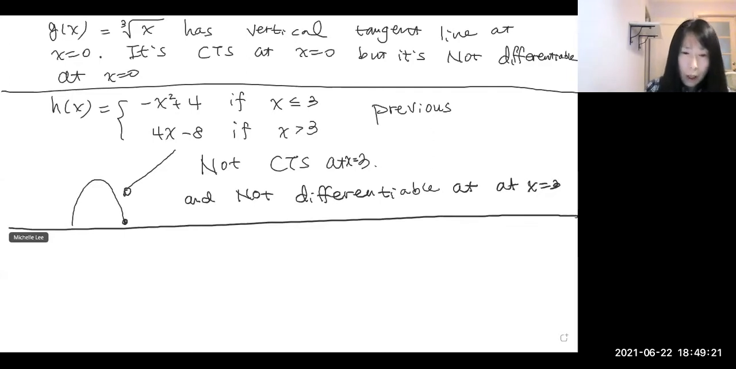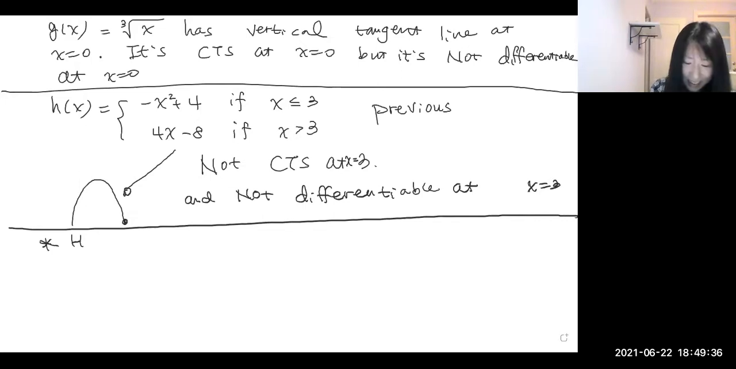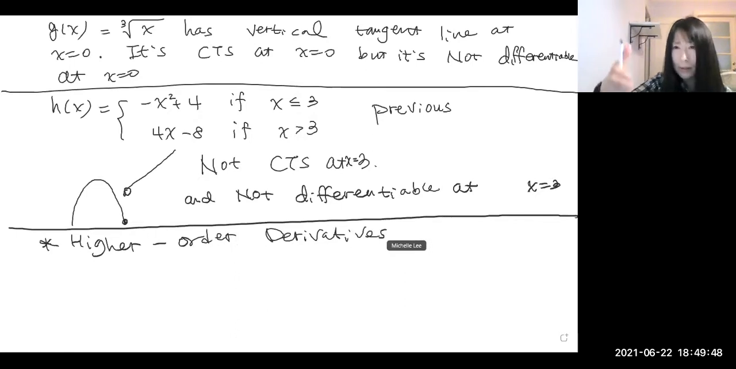All right. So, higher order derivatives. We take the derivative of the function. On top of that, we can take the derivative again, and again. So we have higher order derivatives.